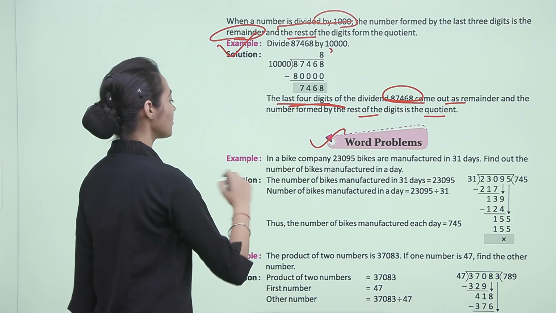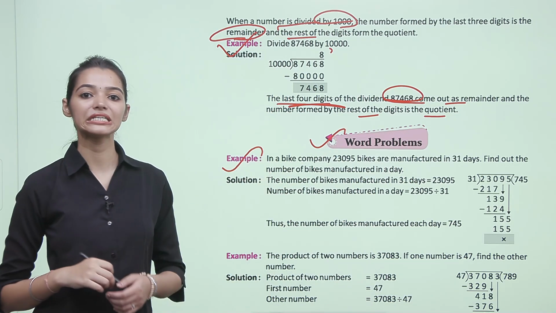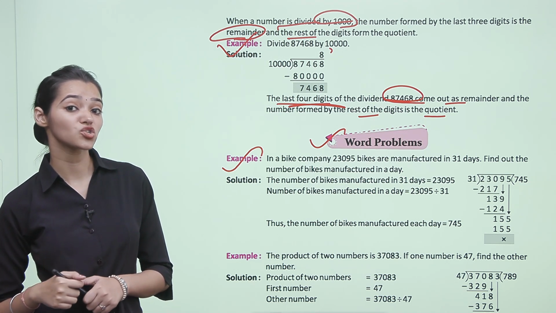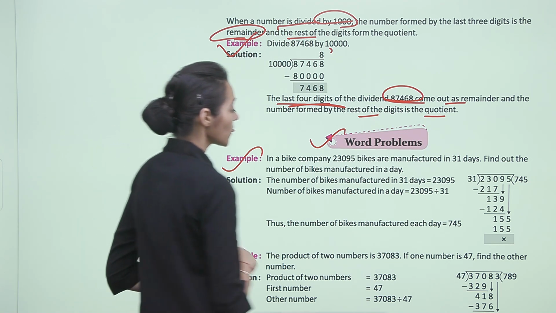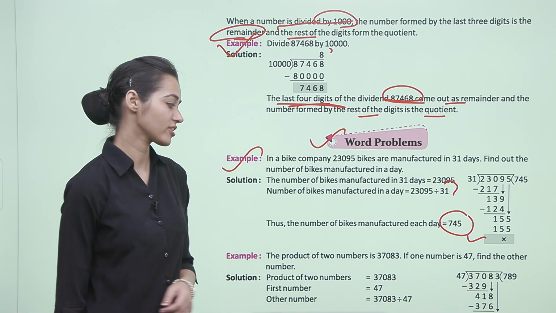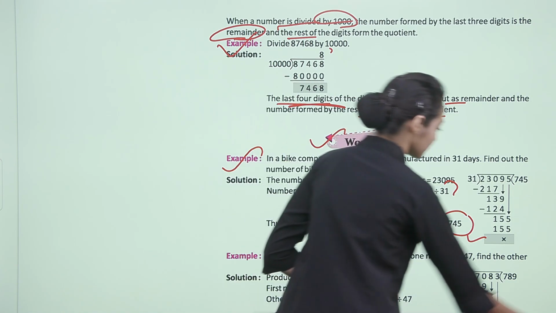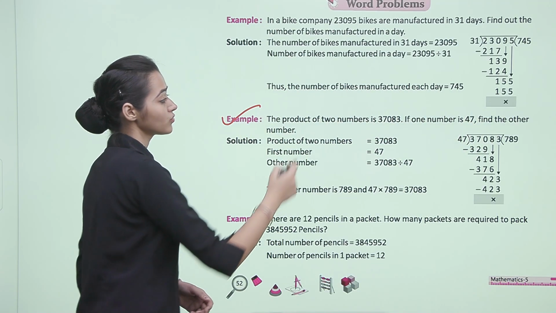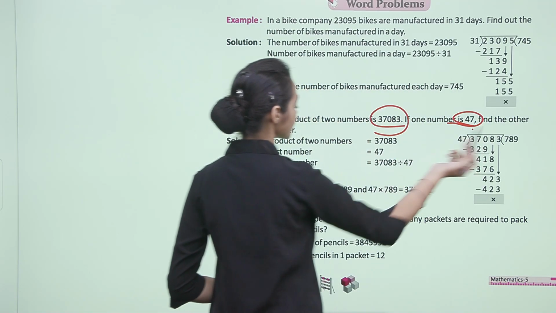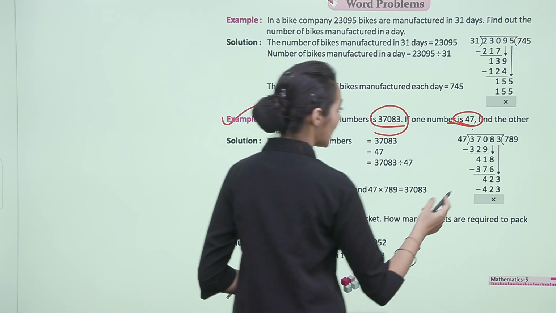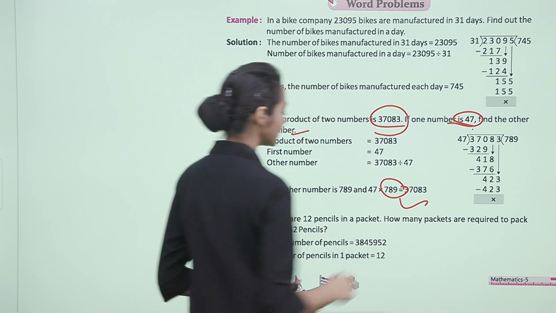Now let's look at the word problems. In the first one, in a bike company this many bikes are manufactured in 31 days. We have to find out the number of bikes manufactured in a day. So we will divide it by 31 and that means 745 bikes are manufactured each day. Now in the next one the product of two numbers is this, and if one number is 47 we have to find the other number. That means we will divide this by 47 and then the other number is 789.